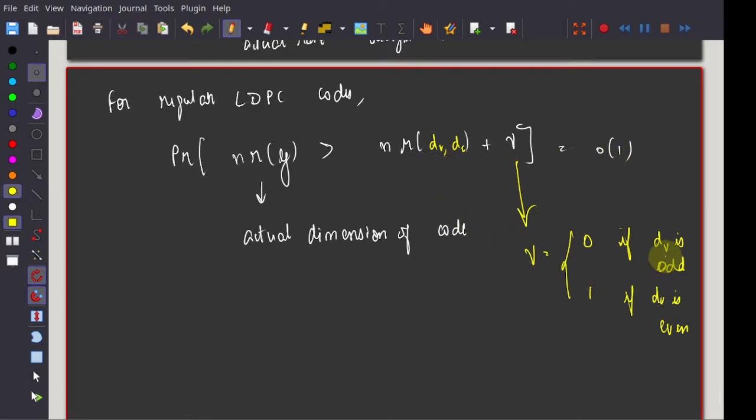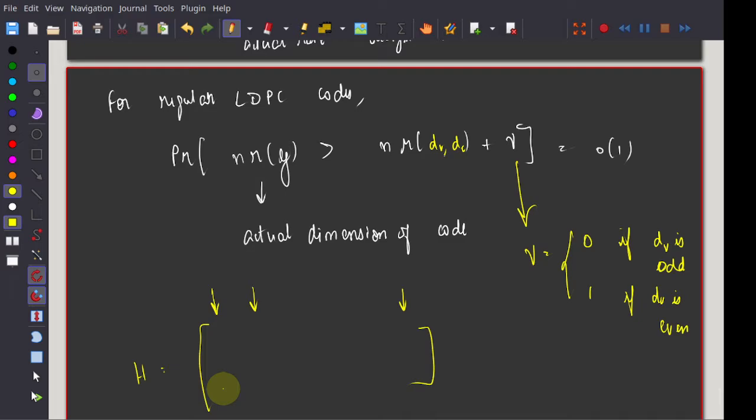So why is there a difference between the case when dv is odd and dv is even? The difference is because if dv is even, what does it mean? If you look at the parity check matrix, what is dv? dv is the number of ones in each column, correct? And we're trying to find out what the rank of this parity check matrix is going to be. Now if dv is even, what happens if you sum up all the columns, sorry, all the rows? What would you get?